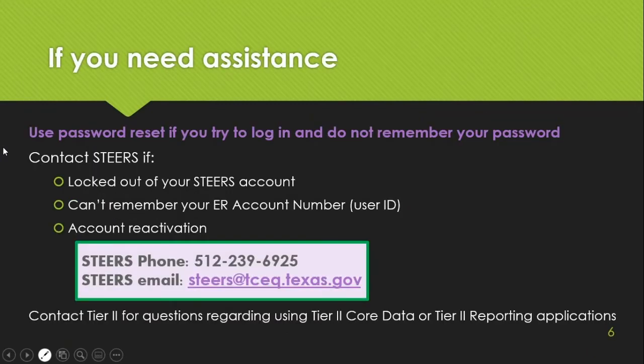If you need assistance with your STEERS account specifically, Tier 2 staff may not be able to assist, and you will need to contact the STEERS team directly. Situations where this would apply would be if you're locked out of your STEERS account, can't remember your ER account number, which is essentially your user ID, or if you need to reactivate your account due to a long period of absence, which caused it to be shut down temporarily. You can see the STEERS phone number there, as well as the STEERS email.